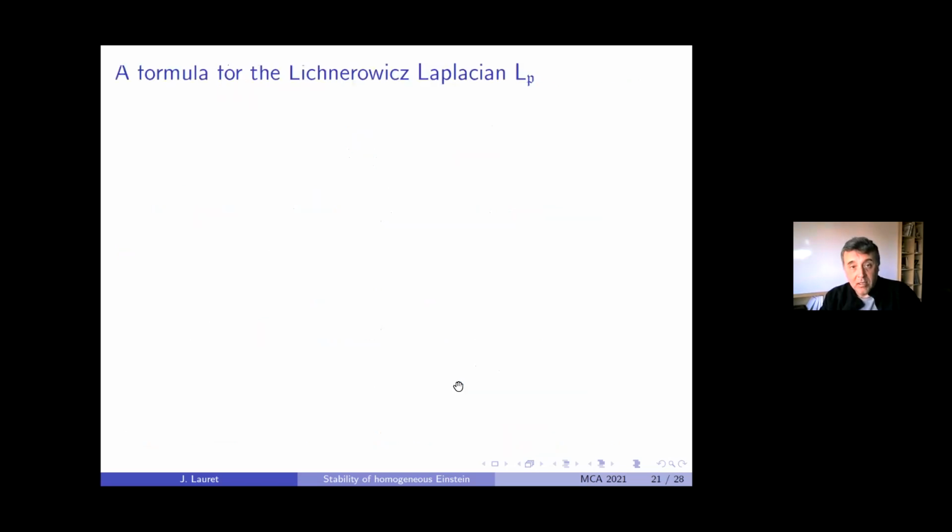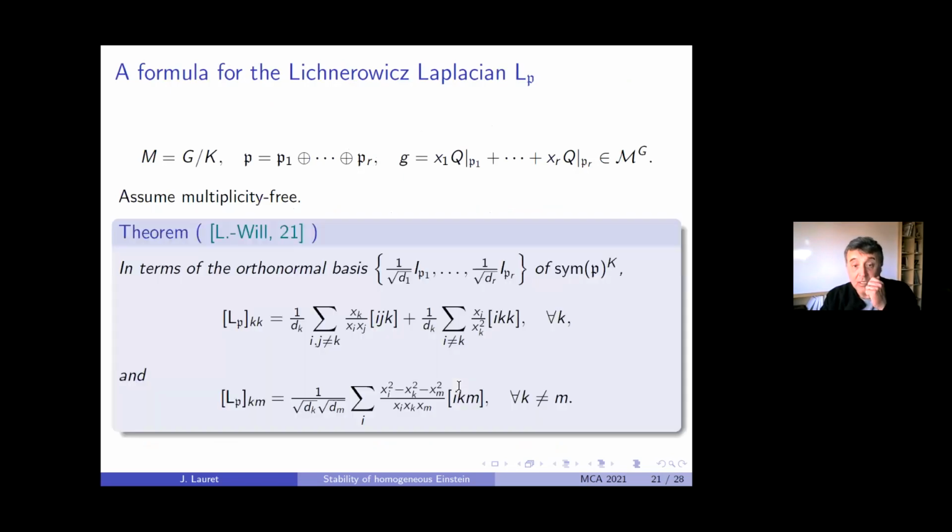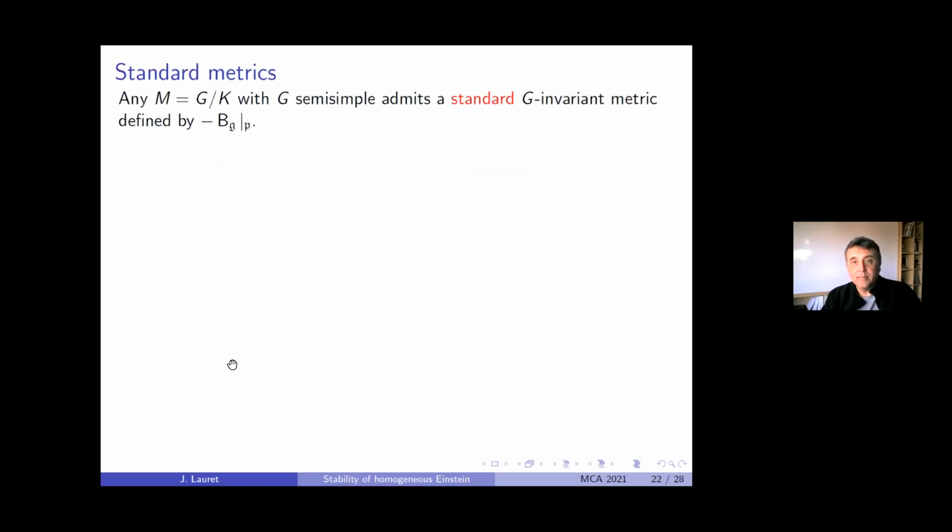So what we did is to try to find a formula for this Lichnerowicz Laplacian in terms of these numbers and the metric. And this is the formula. Okay, it is complicated, but okay, with a computer, if you have these numbers, you can compute the spectrum of this LP and study G stability. Okay, so we did that.